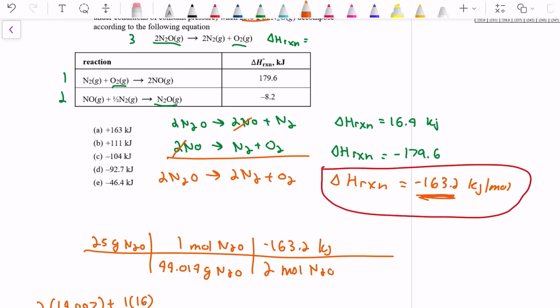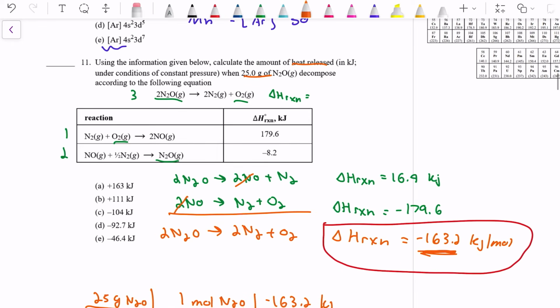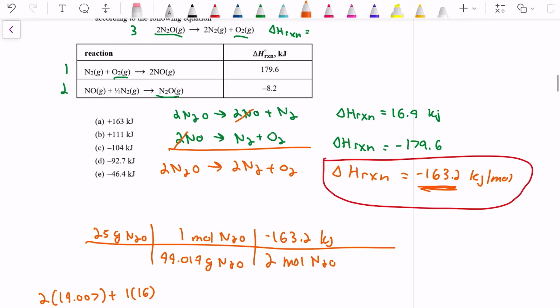So anyways, now if we do that, we should have kilojoules because grams N2O cancel, moles N2O cancel, we should just have kilojoules. If we do this now, 25 divided by 44.014 times negative 163.2 divided by 2, I get negative 46.35. So that looks like E.